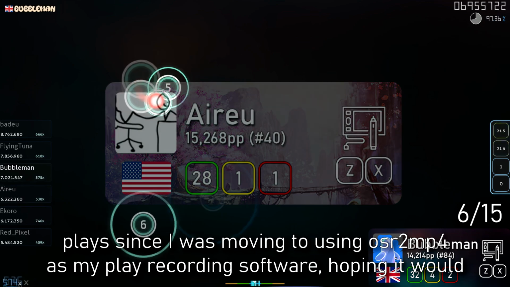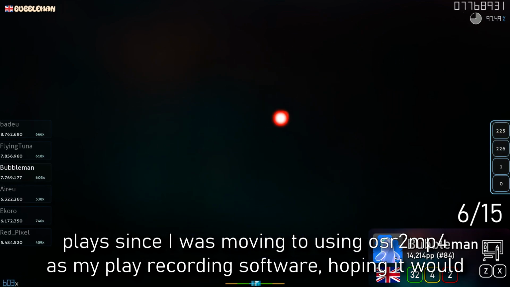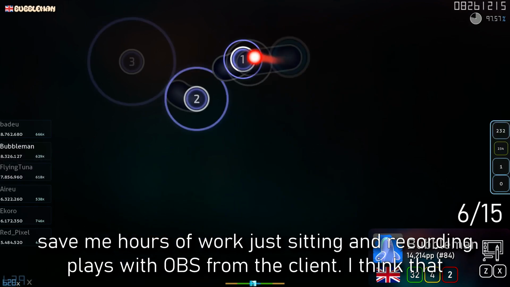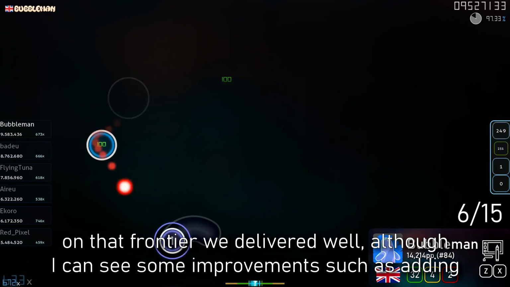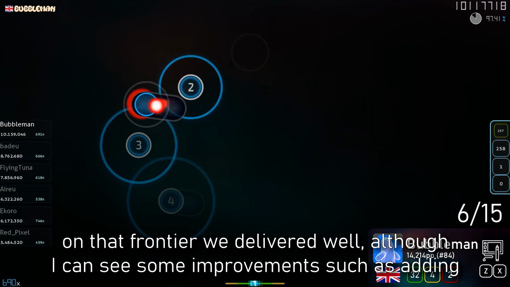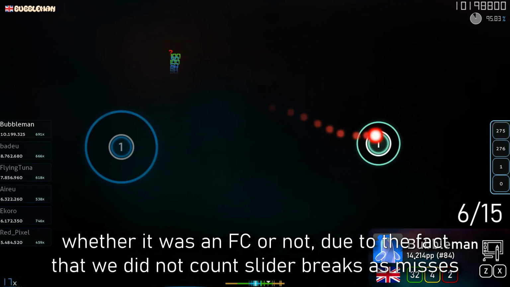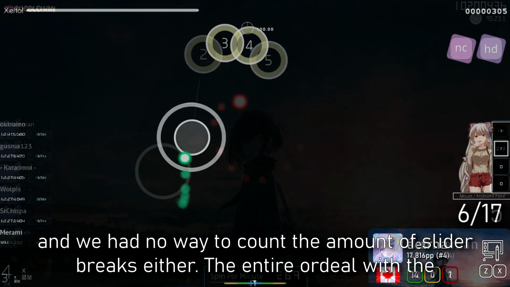the plays. Since I was moving to using OSR to MP4 as my play recording software, hoping it would save me hours of work just sitting and recording plays with OBS from the client, I think that on that frontier we delivered well, although I can see some improvements such as adding whether it was an FC or not, due to the fact that we did not count slider breaks as misses, and we had no way to count the amount of slider breaks either.